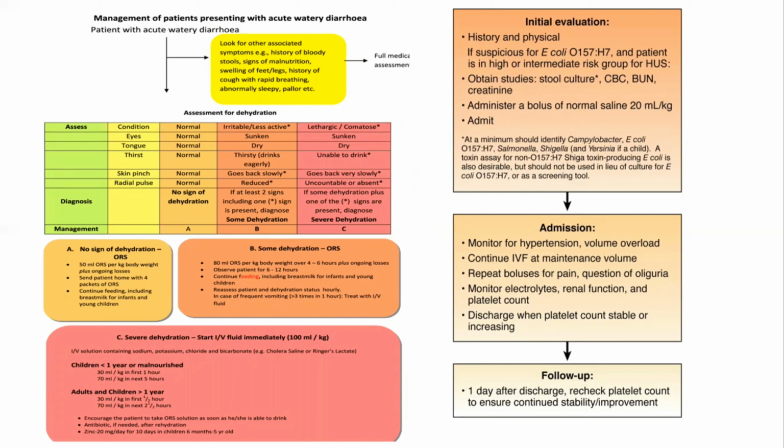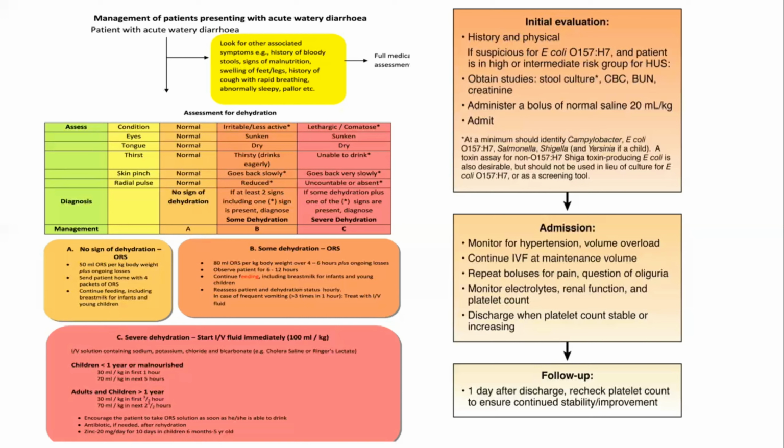If there is severe dehydration, start IV fluid immediately, 100 ml per kg of IV solution containing sodium, potassium chloride and bicarbonate. Children less than 1 year and malnutrition: 30 ml per kg in the first 1 hour and 70 ml per kg in the next 5 hours. Adults and children more than 1 year: 30 ml per kg in the first half an hour and 70 ml per kg in the next 2.5 hours.